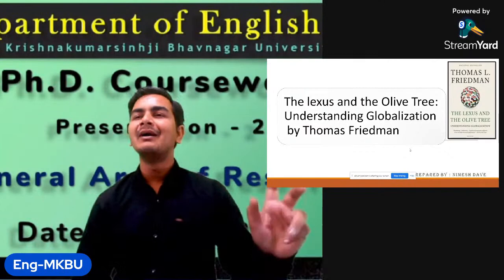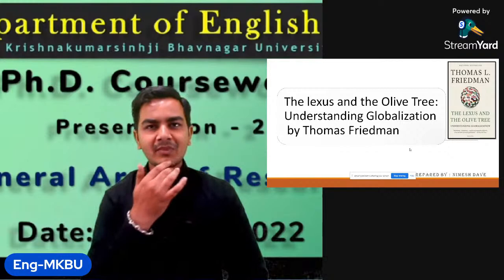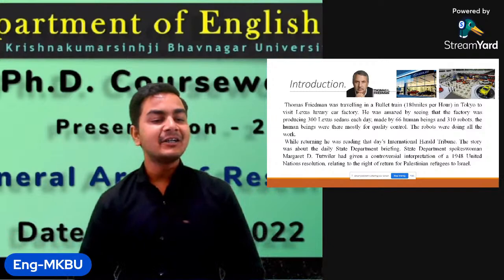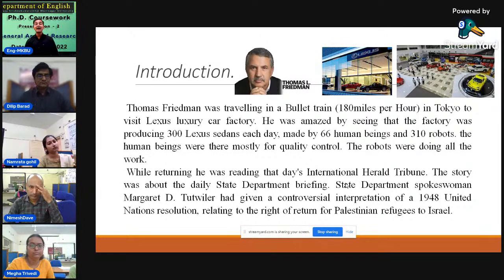So, this presentation will be focused mainly on The Lexus and the Olive Tree and what Thomas Friedman's views are, as presented in the book. So it happens that Thomas Friedman was traveling in a bullet train at 180 miles per hour in Tokyo to visit a Lexus car factory. He was amazed to see that the factory was producing 300 Lexus sedans each day, made by 66 human beings and 310 robots. The human beings were there mostly for quality control and the robots were doing all the work. So he was quite surprised when he visited Japan.